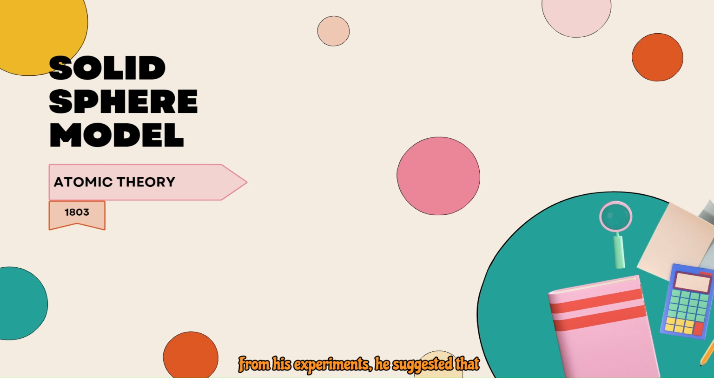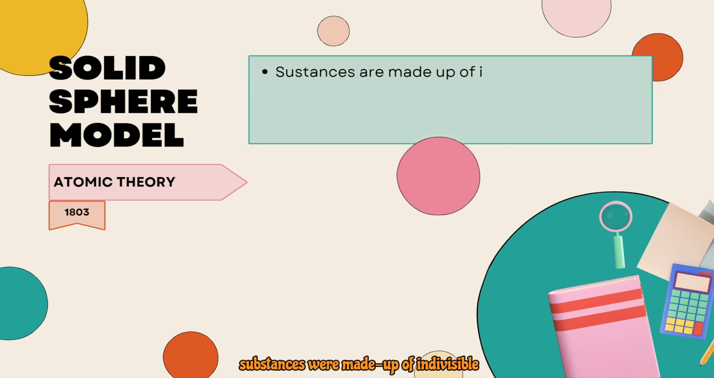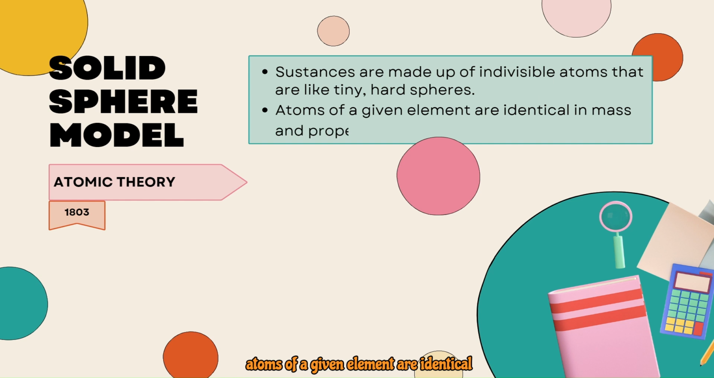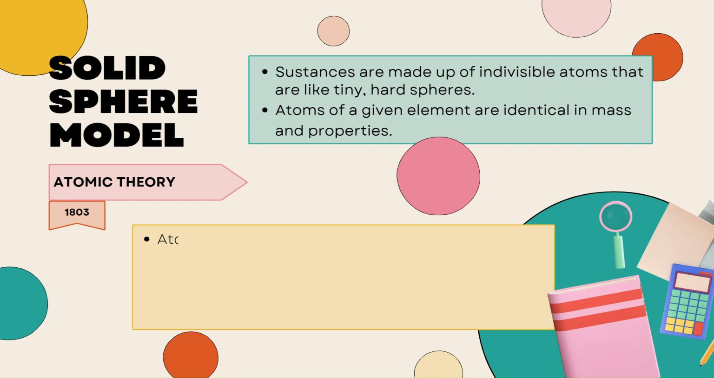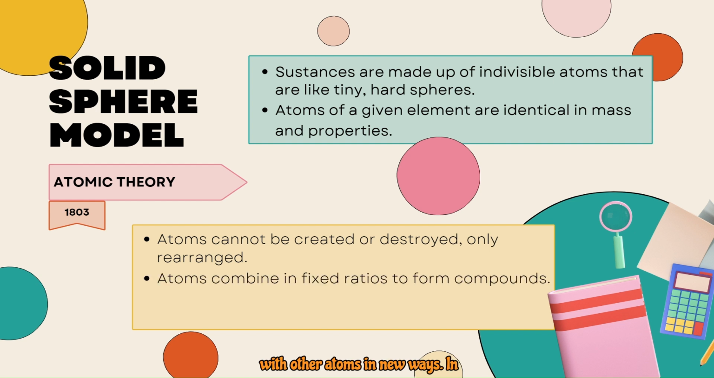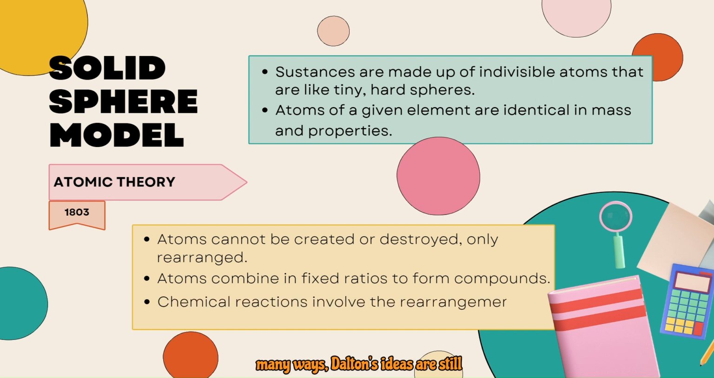From his experiments, he suggested that substances were made up of indivisible atoms that were tiny hard spheres. He also suggested that atoms of a given element are identical in mass and properties. Dalton believed atoms cannot be created or destroyed. They can only rearrange themselves and combine with other atoms in new ways. In many ways, Dalton's ideas are still useful today.